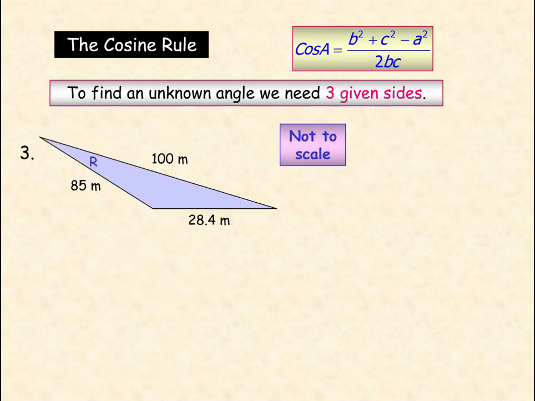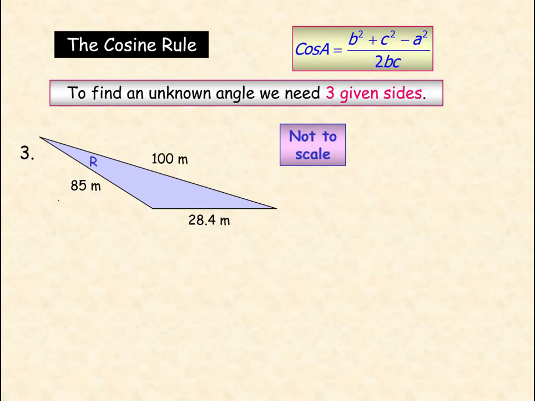And now for question 3, we've got to find r this time. So we know our formula. Let's write it underneath here. Cos of a is equal to b squared plus c squared minus a squared all over 2bc.